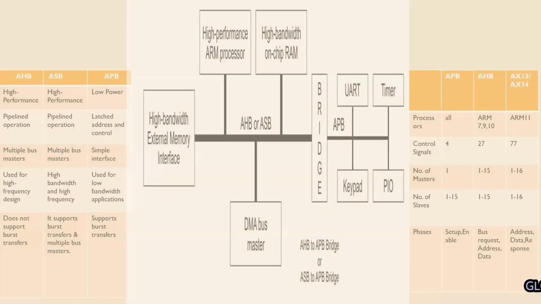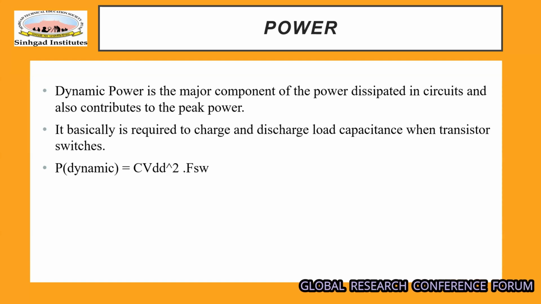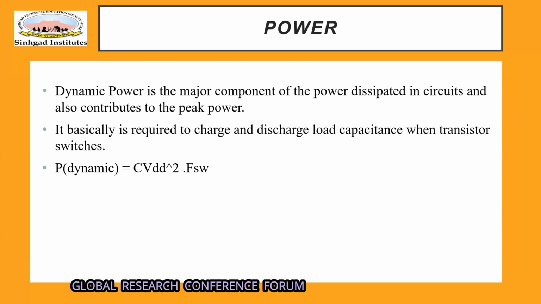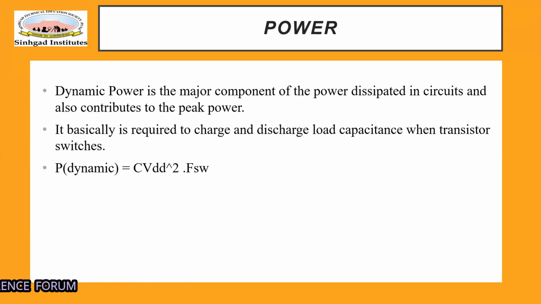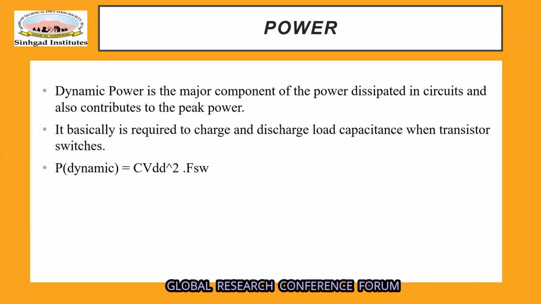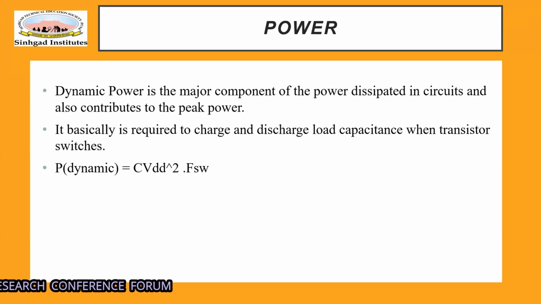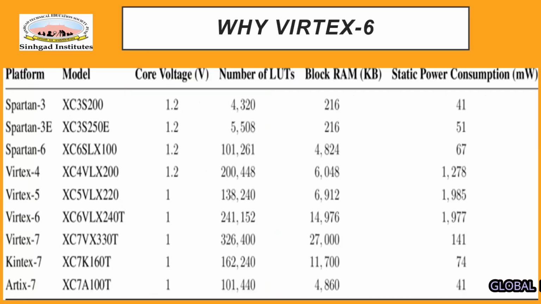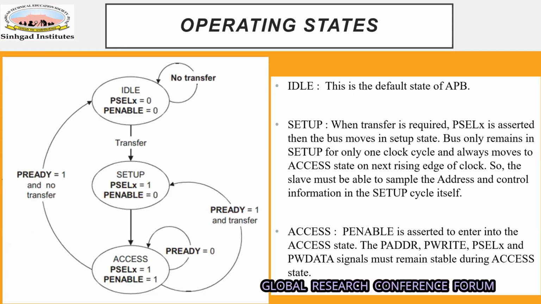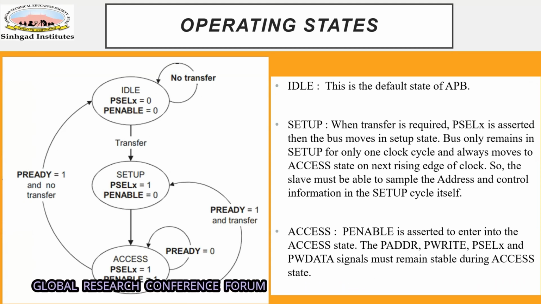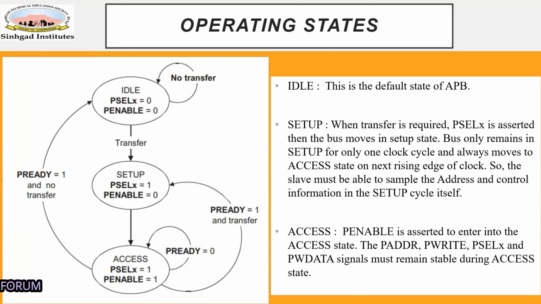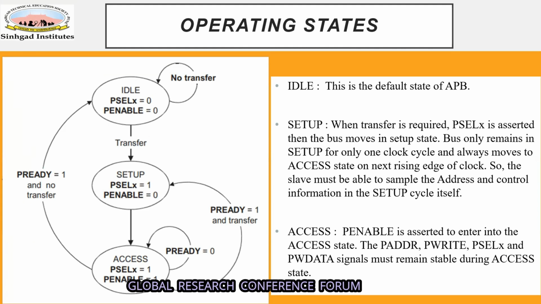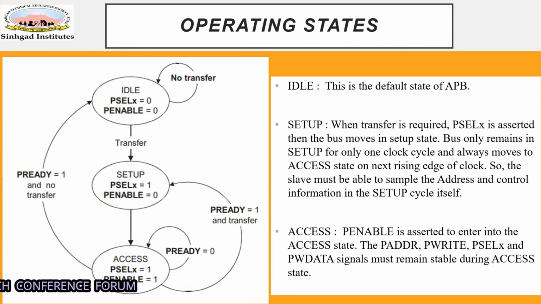Now we will progress towards the reason for reduced power consumption. Dynamic power is directly proportional to frequency, and our design operates on a 50 hertz clock frequency. As we can see in this diagram of operating stages, our design operates in 3 stages: idle, setup, and access. In the idle state, no transfer occurs. This is the default state of our APB. When a transfer is required, the bus moves to setup state, where the appropriate signal P select is asserted.